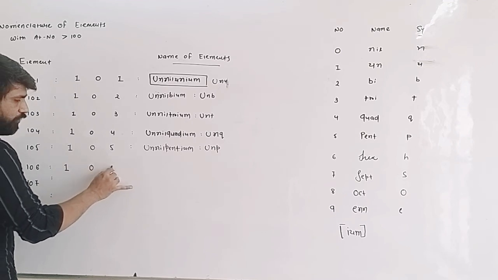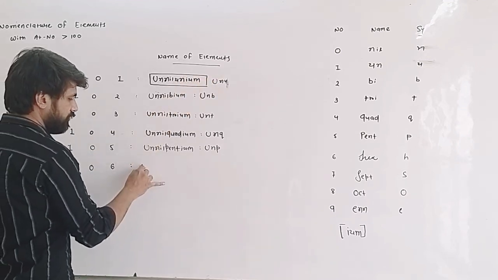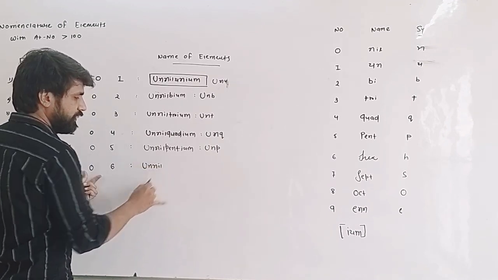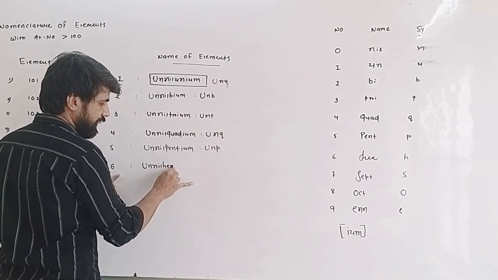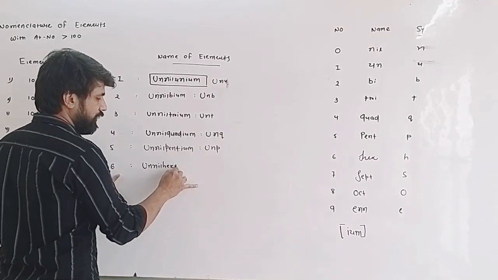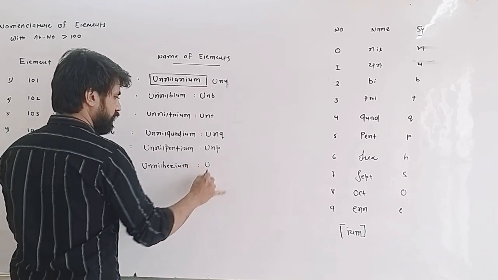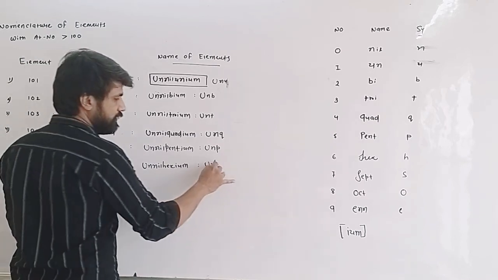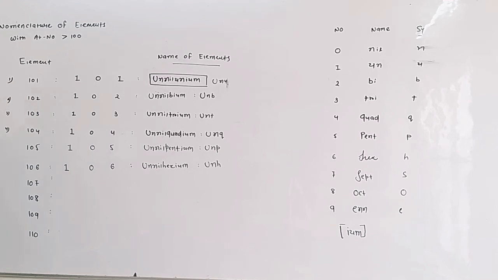Okay, 106. 1, 0, 6. 1 means un. 0 means nil. 6 means hex. So it is hex, and then ium. Is it okay? So un means U, nil means N, and hex means H. That is the symbol of that element.